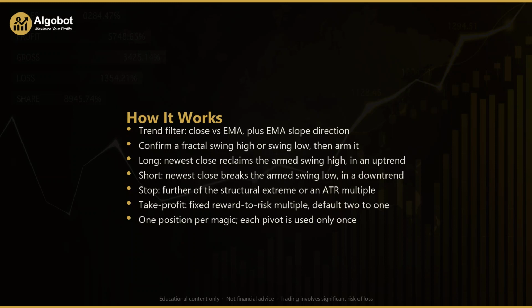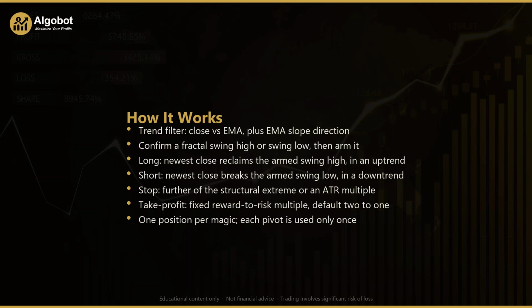Everything begins with the trend filter. On each newly closed bar, the strategy reads the exponential moving average and compares the closing price to it. For a long setup, the close must be above the average, and the average must be sloping upward, meaning its current value is higher than its value on the previous bar. For a short setup, the close must be below the average, and the average must be sloping downward. If neither condition holds, the strategy stands aside.